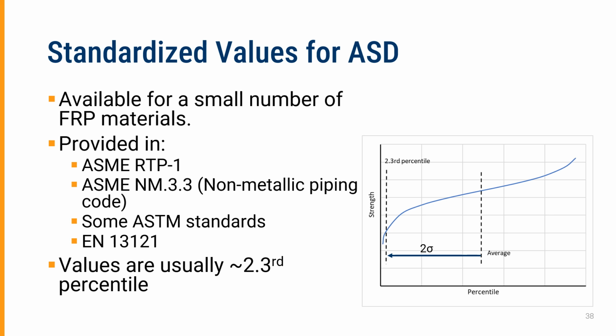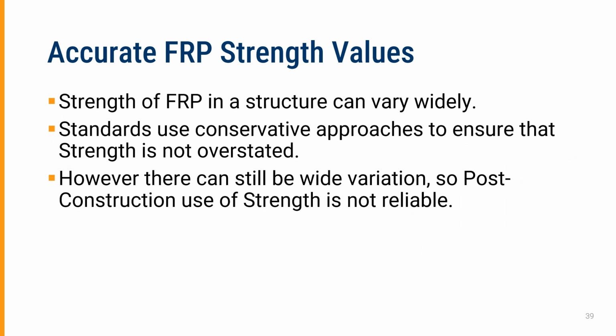of test data. The values that are used and provided in these documents are usually the 2.3rd percentile, which is basically 2 standard deviations less than the average. So you can see we use an allowable stress design of this, even though the average of the test results is up here. And of course, potentially you could have 97th percentile up a fair lot higher. So this provides a conservative value that can be used.